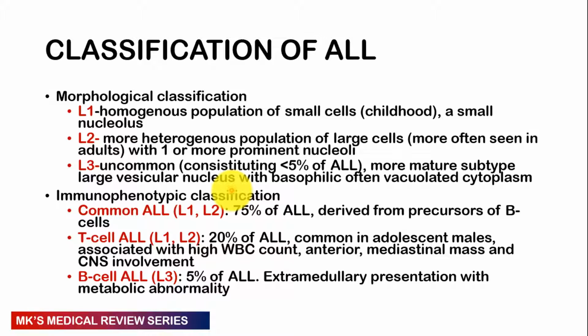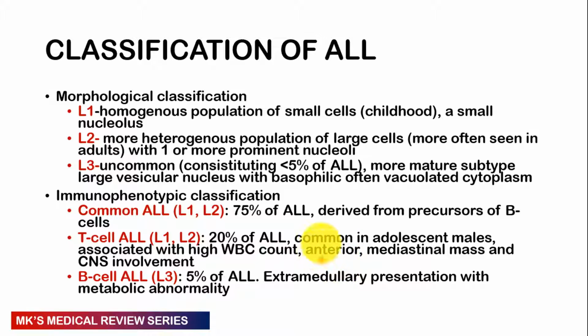Remember that the lymphocytes are eventually going to be the natural killer cells, the B cells, and the T cells. So you could have a common acute lymphoblastic leukemia, which accounts for 75% of all the acute lymphoblastic leukemias, and of course is going to be derived from a precursor of B cells. You can have a T cell acute lymphoblastic leukemia, which accounts for 20%. So this is common in adolescents. It's also associated with a high white blood cell count.